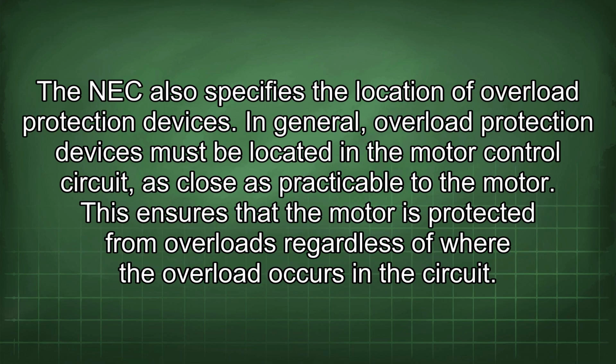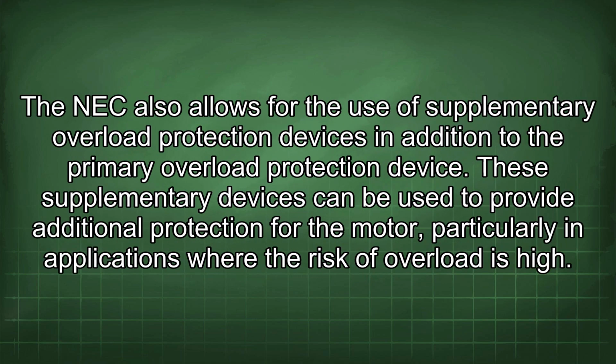The NEC also specifies the location of overload protection devices. In general, overload protection devices must be located in the motor control circuit as close as practicable to the motor. This ensures that the motor is protected from overloads regardless of where the overload occurs in the circuit. The NEC also allows for the use of supplementary overload protection devices in addition to the primary overload protection device. These supplementary devices can be used to provide additional protection for the motor, particularly in applications where the risk of overload is high.